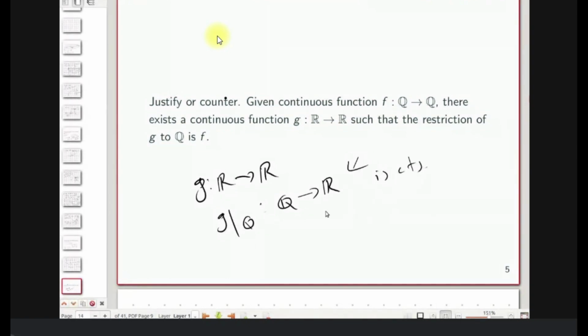So the question is the other way. I have a continuous function from Q to Q. Let's say instead of Q to Q, let's just take Q to R, doesn't matter. So assume I have a continuous function f from Q to R. Can I find a continuous function from R to R such that its restriction is f? This is the question. Is the question clear for everyone?